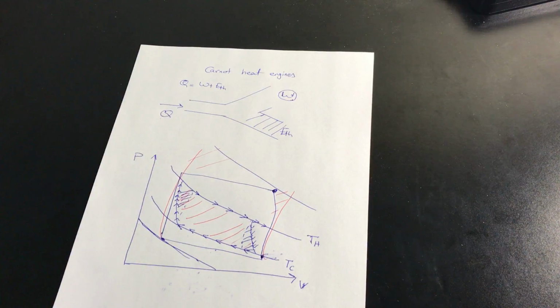So this leads us to the conclusion that the most efficient process is a process that contains two isothermal processes and two adiabatic processes, which is exactly what a Carnot engine is. Hence, a Carnot heat engine is the most efficient type of heat engine.